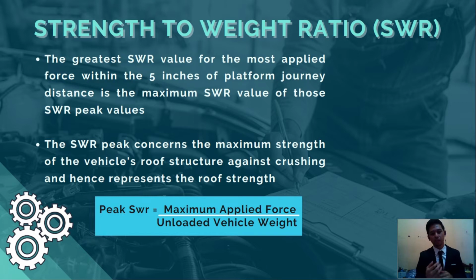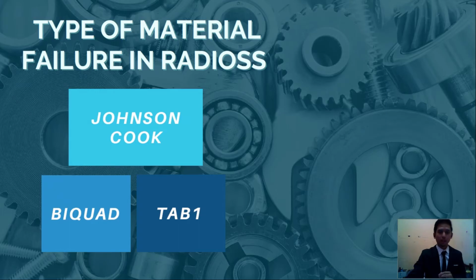You can see that is the formula of SWR, which is the maximum applied force divided by the unloaded vehicle weight. Actually, this is some types of material failure in Radioss: I have Johnson Cook, Biquad, and a third one. All these material failure models have their own characteristics, and in my final project, I choose Biquad for my material failure.